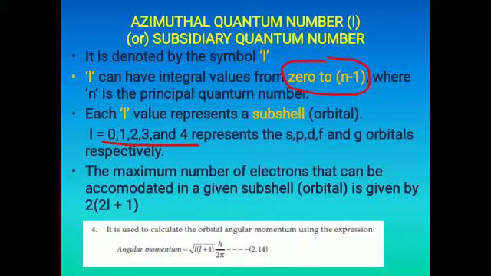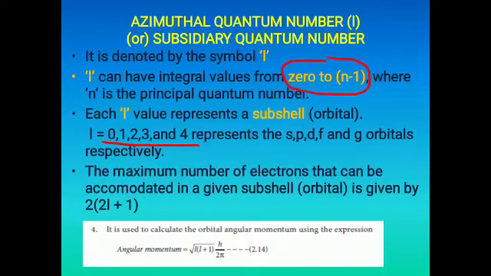Wherever L value 0 comes, it represents the S subshell. Wherever L value 1 comes, it represents the P subshell. Wherever L value 2 comes, it represents the D subshell. And whenever L value 3 comes, it represents the F subshell, and so on. So the maximum number of electrons that can be accommodated in a given subshell, S subshell, P subshell, D subshell, F subshell, we are having now.